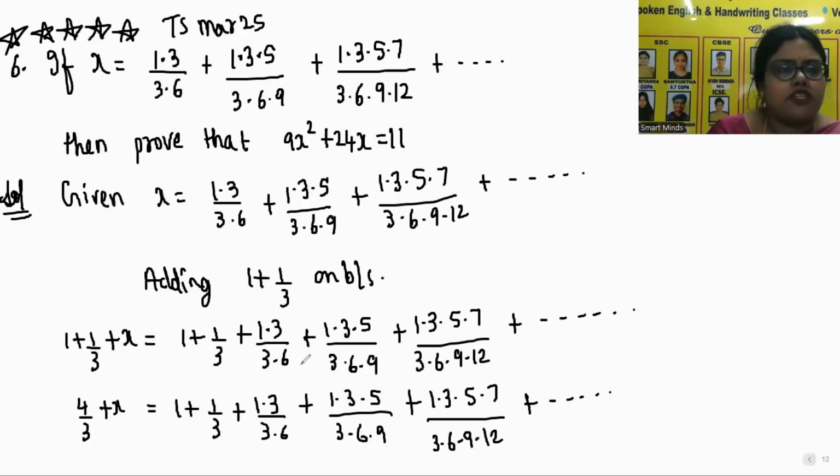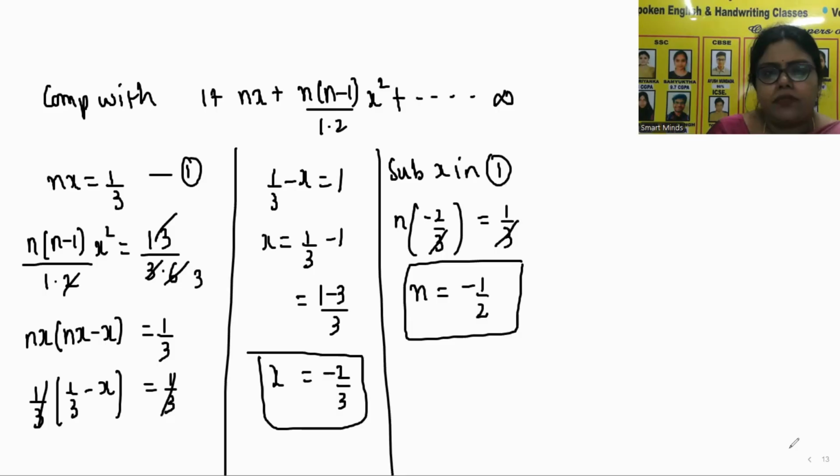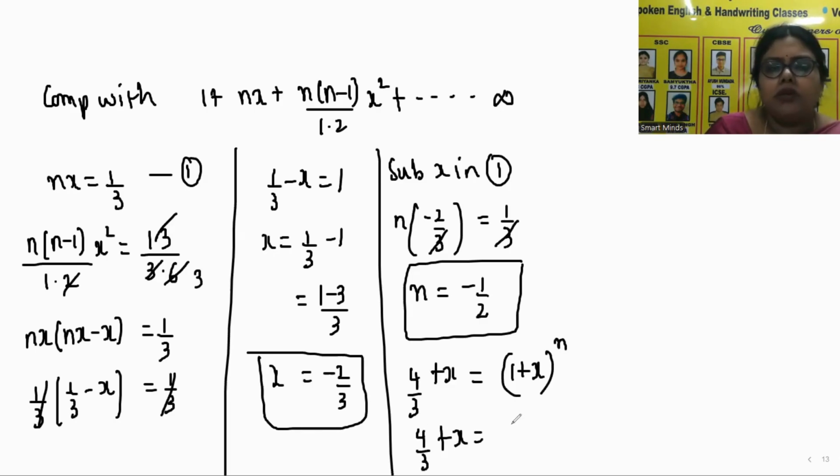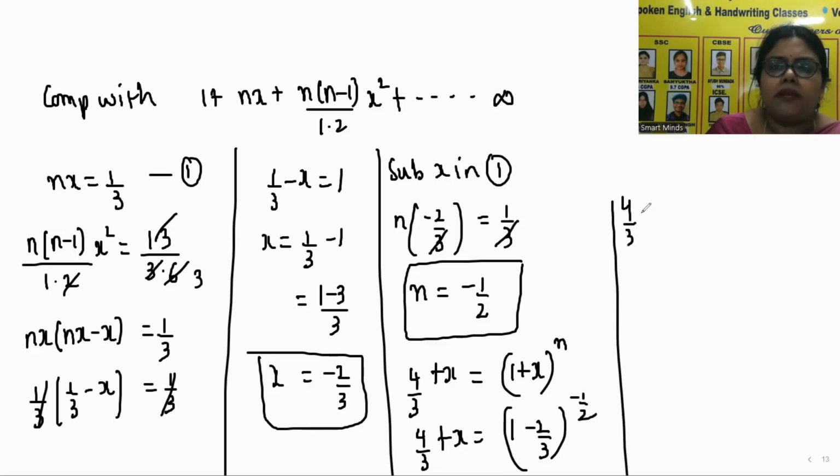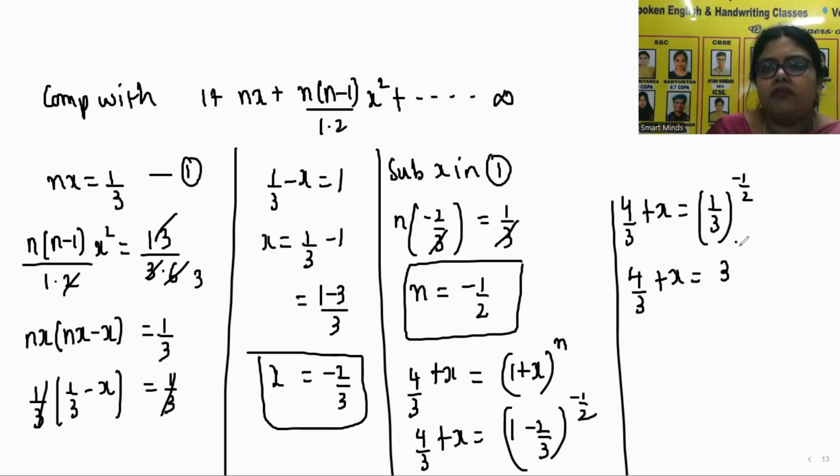Now what is the given expression? 4 by 3 plus x. So 4 by 3 plus x is equal to 1 plus x whole power n. In the place of x, we put minus 2 by 3, whole power minus 1 by 2. Now 4 by 3 plus x is equal to 1 minus 2 by 3, which is 1 by 3, whole power minus 1 by 2. So 4 by 3 plus x is equal to 3 power 1 by 2, so 4 by 3 plus x is equal to root 3.